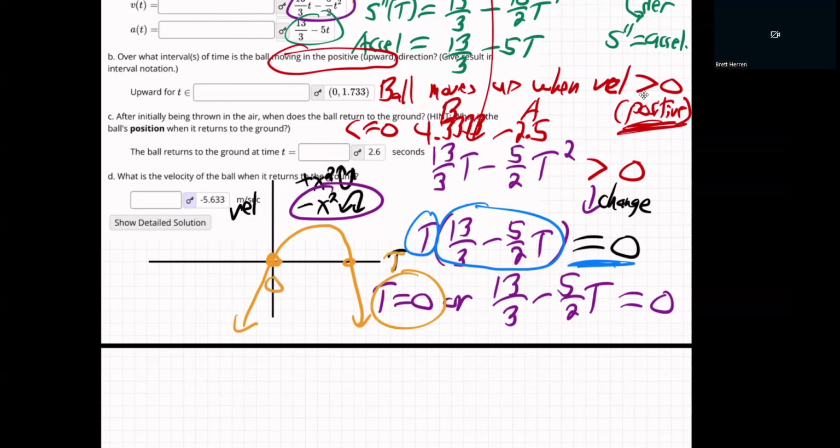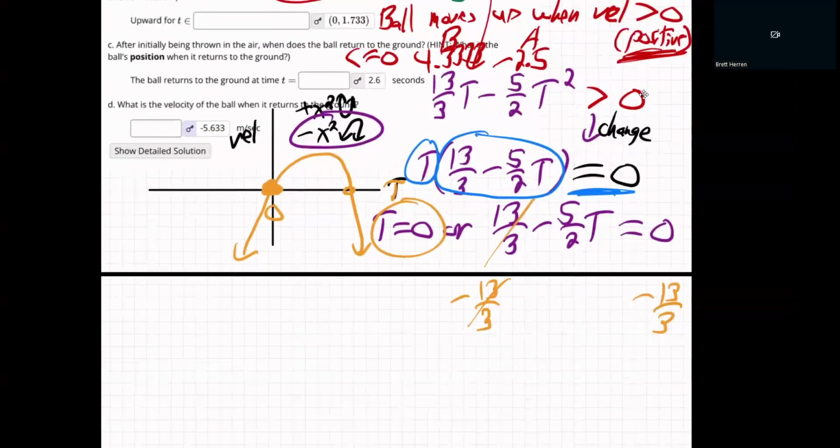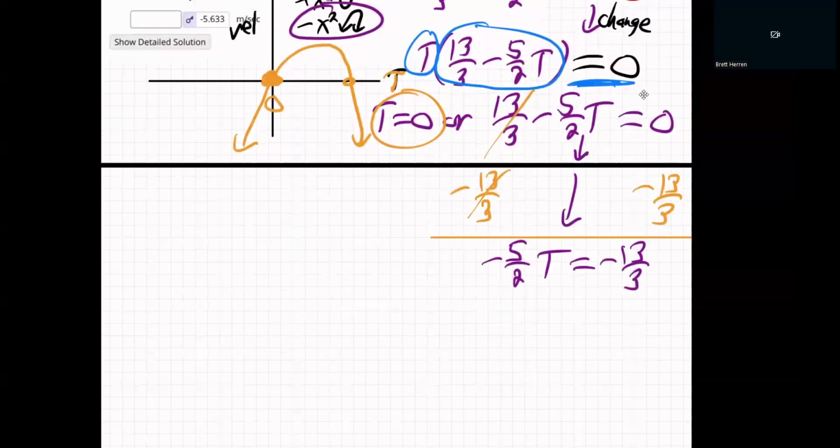Remember, this is the t-axis. So right there at zero. I knew that already. That's why I put this dot there. The other one, you've got to solve this equation for t. So I'm going to subtract 13 thirds from both sides here. I'm trying to solve for t. Bring this down. So this will be minus 5 halves t equals minus 13 thirds.